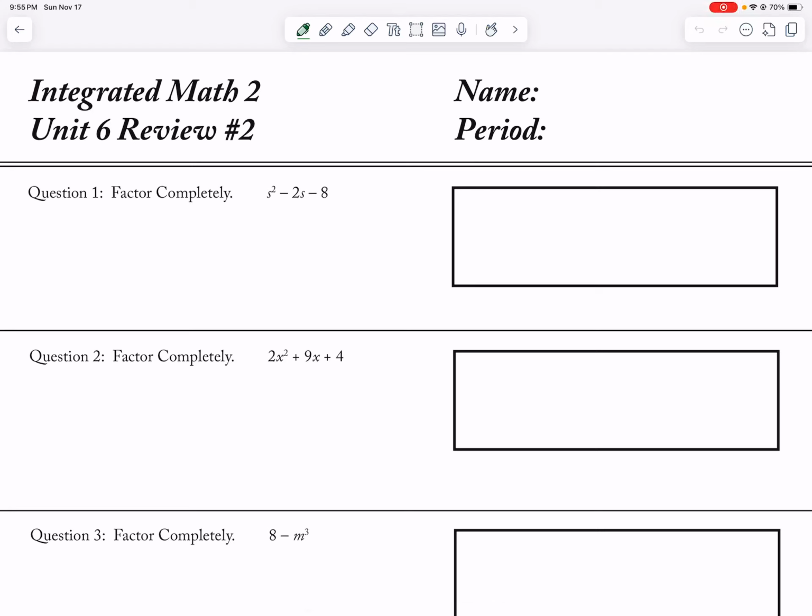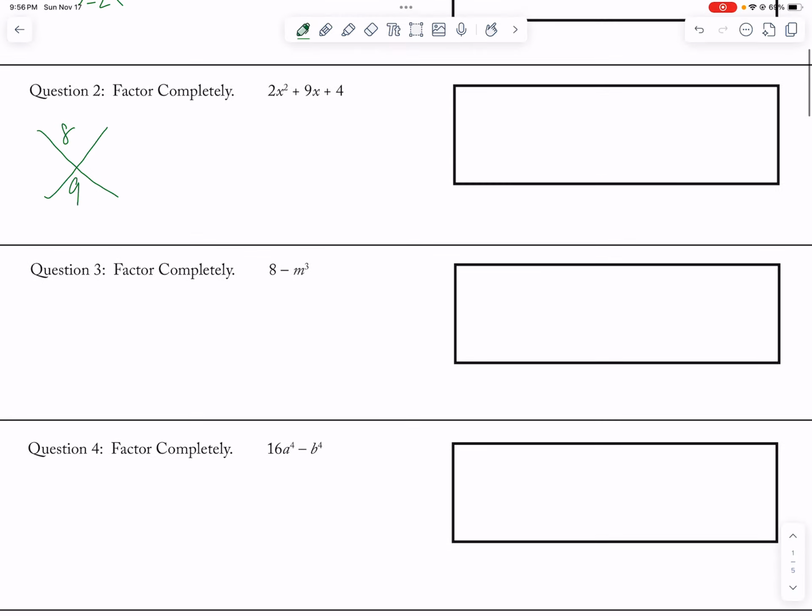All right, so let's factor this. So this is -8, and I need a -2, so -4 and 2. So s minus 4 and an s plus 2. And then this is 8 here and a 9 there. All right, so then 8 and 1.